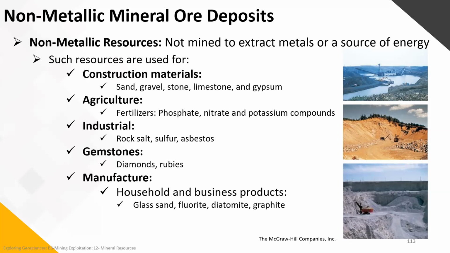We have all the industrial, non-metallic minerals such as rock salt, sulfur, asbestos. We have everything that has to do with gemstones and jewelry, like diamonds, rubies, etc. And we have everything used for the manufacturing industry, for either household and business products, like glass sand, fluorite, diatomite, and graphite.